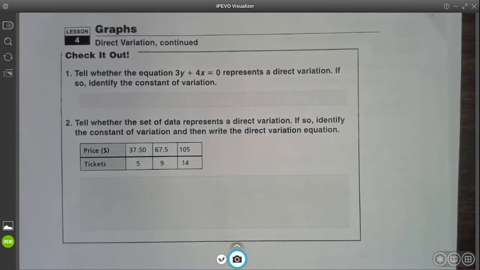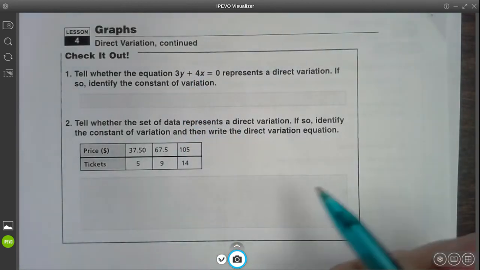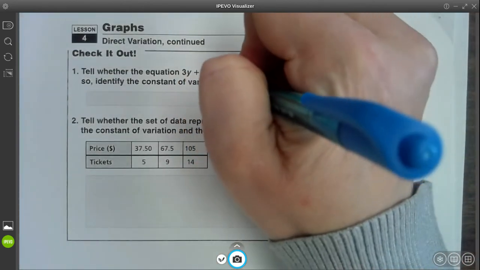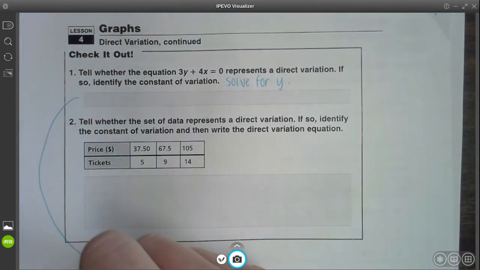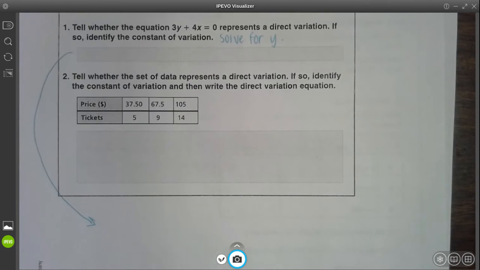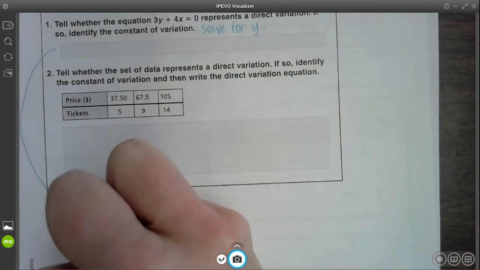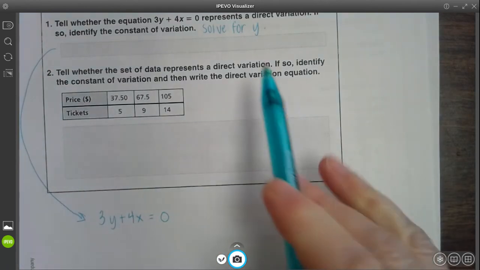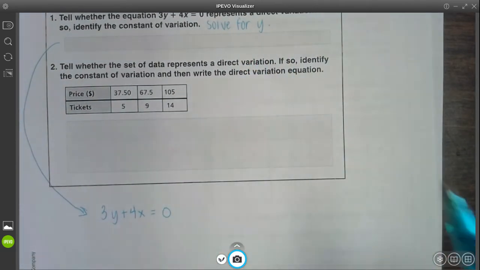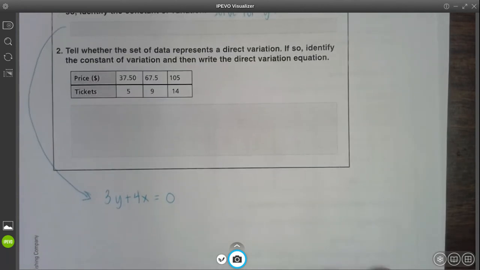Okay, so this one says, tell whether the equation 3y plus 4x equals 0 represents a direct variation, and if so, identify the constant of variation. So when it is in an equation form, we need to solve for y. Okay, I'm going to do this down here because I'm going to have more room. So my equation is 3y plus 4x equals 0. So I have to solve it for y to see if it's in that form, y equals kx.